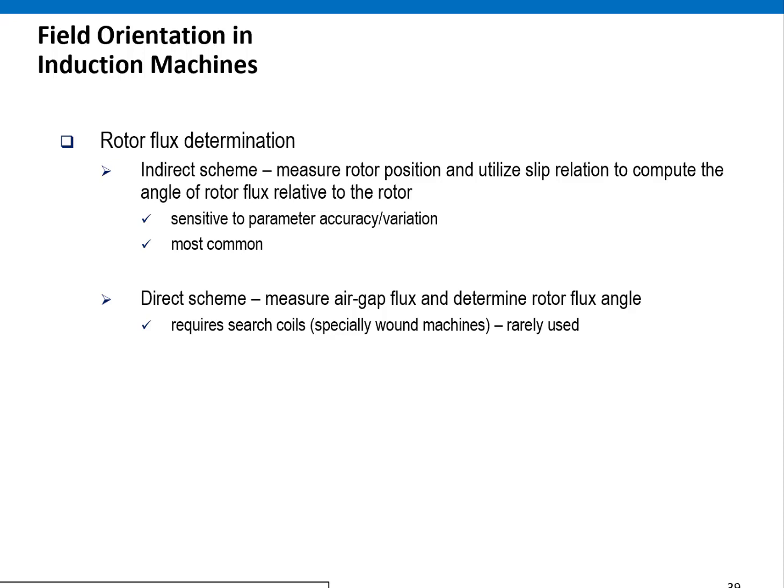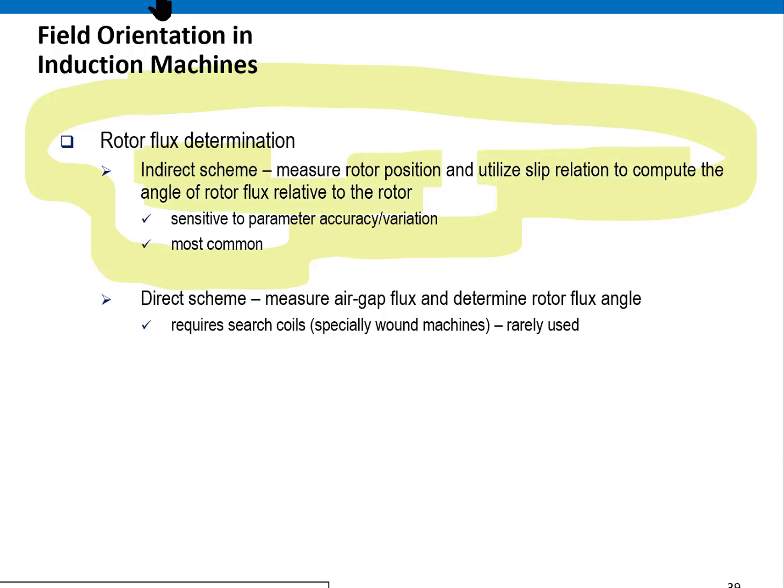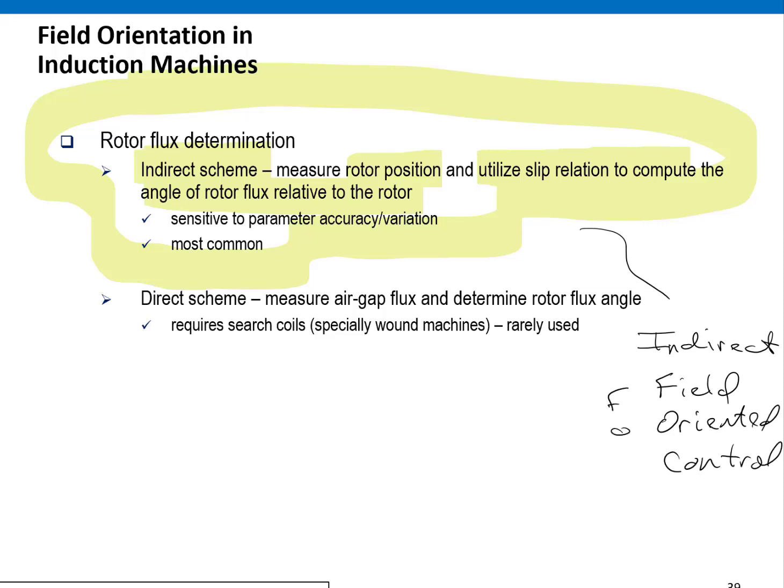So what we just described is what we call an indirect scheme. And it's indirect because you measure the rotor position and then you utilize the slip relation to compute the angle. So when I kept referring to something called indirect field-oriented control, FOC, this is what I was referring to. I think this has always been the most popular way of doing field-oriented control for induction motors.